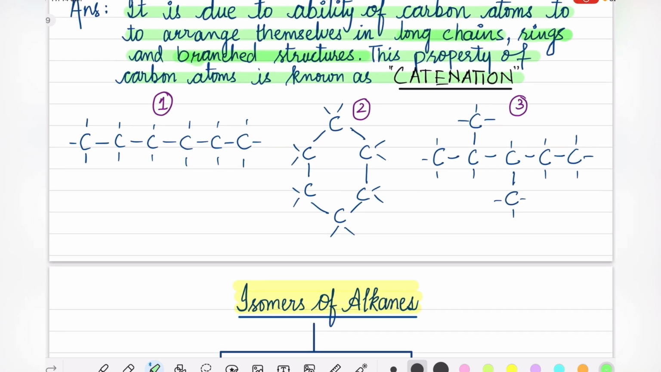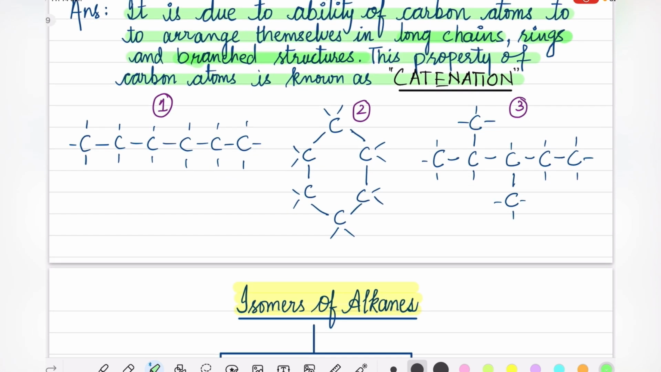Now look at these three structures. In the first structure, carbon atoms are joined continuously in the form of a long chain without any disruption. Whereas in the second structure, carbon atoms link together in the form of a hexagonal ring. Whereas in the third structure, there is a main chain of carbon atoms, but there are carbon atoms present above and below the main chain. These type of structures are known as branched chain structures.